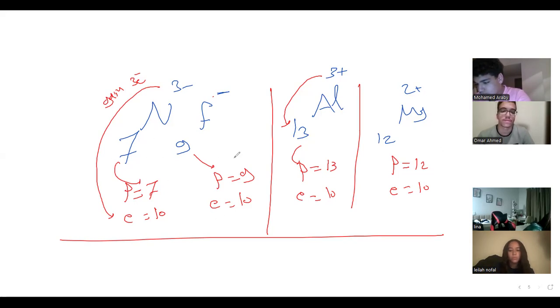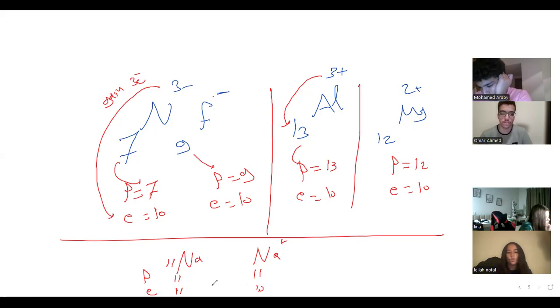So in case of protons and electrons, you'll find that there is no change in protons, whether they are atom or ion. The difference between atom and ion is in the number of electrons only. Like, for example, the difference between Na and Na positive: the number of protons for both is 11, number of electrons 11 and 10.